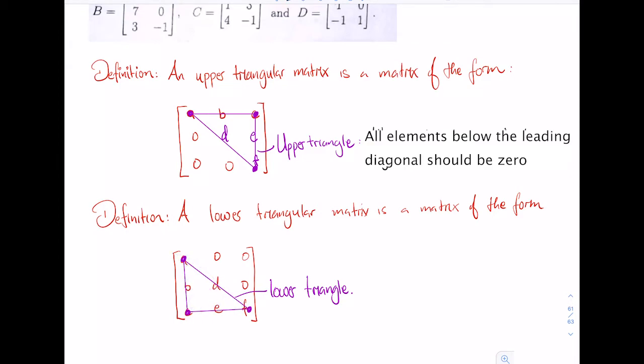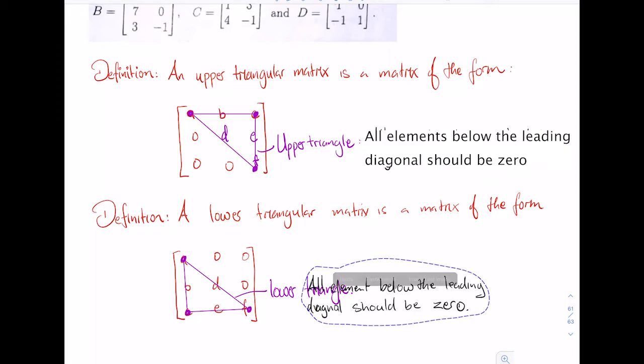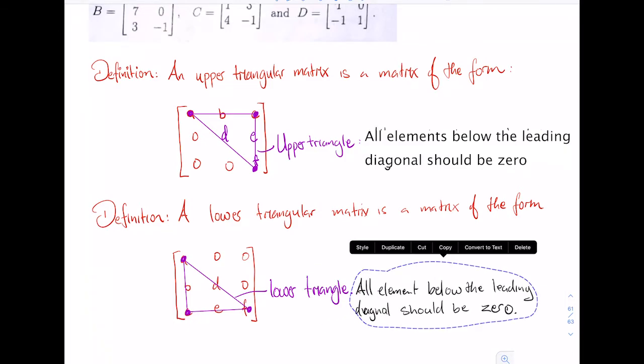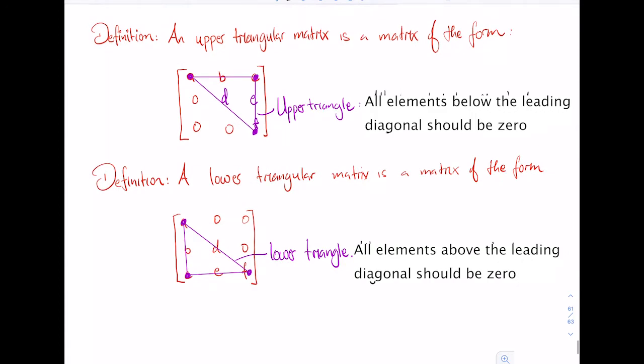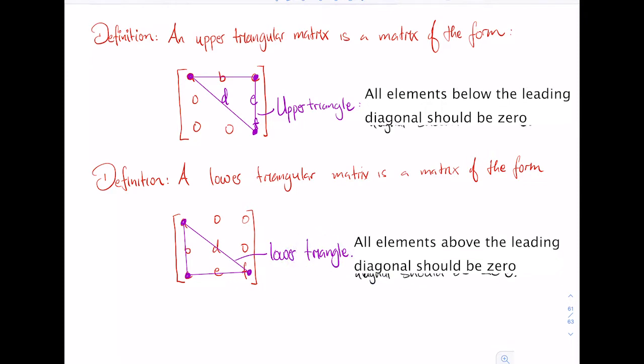Okay, so let's add this note. I'm going to copy this down, and the only thing I'm going to change here is below must be above. So all the elements below, well, in this case, all the elements above the leading diagonal should be 0. Okay, and that's how we form a lower triangular matrix.